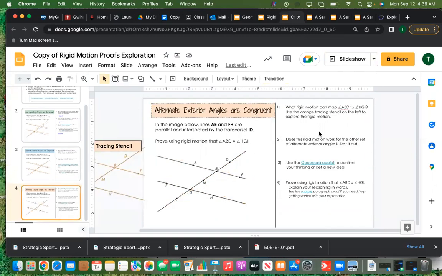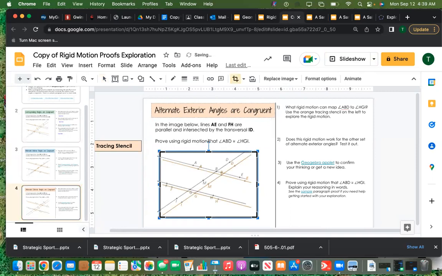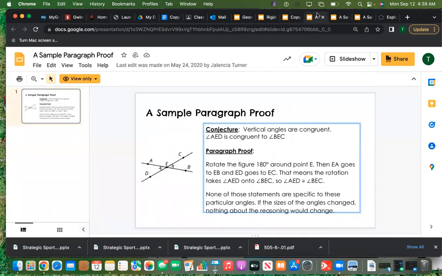Okay, last one. We got alternate exterior angles. We want to go from ABD, so it's top, high, and right, to HGI. So we're going to take this stencil. Let's see if we rotated it, if that would get us to it. With this bottom right-hand corner one. And that's exactly what would happen. So if we rotated it 180 degrees, and this is what you would be typing out, then AE goes to BE, and ED goes to EC.